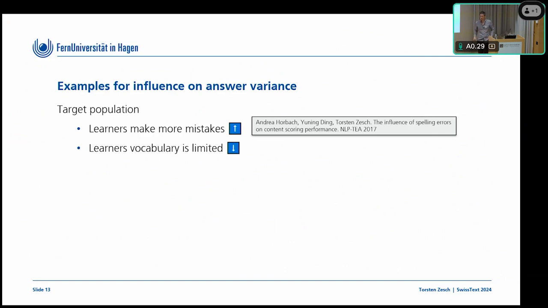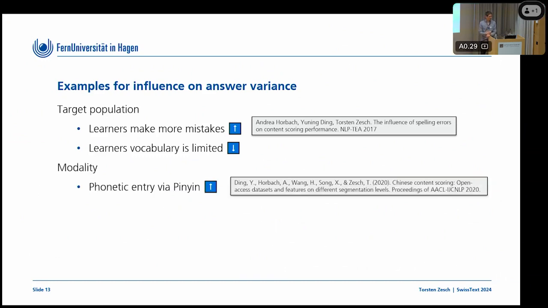There is another factor that reduces the variance: the learner vocabulary is limited, so they don't know a lot of words, so they cannot produce them, and that makes it somewhat easier, and they're using easier syntax and so on. We also looked at the input modality, for example, in Chinese. There are different input methods, but you can use pinyin, where you're using phonetic input, and then maybe the wrong characters show up. That dramatically increases the variance and makes it more difficult.